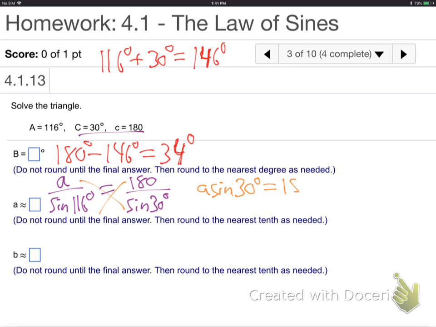A sine 30 is 180 sine 116. Like that, we good? And then how do you solve for A? A wants to be alone. Everybody okay up to here? Everybody see what I'm doing? So I got B by subtracting from 180. Then here I'm doing A over A, C over C. Diagonal, diagonal. A says I want to be alone, so divide by the sine of 30.